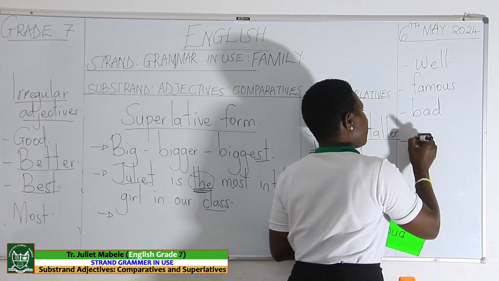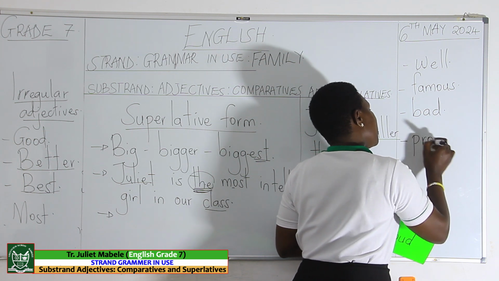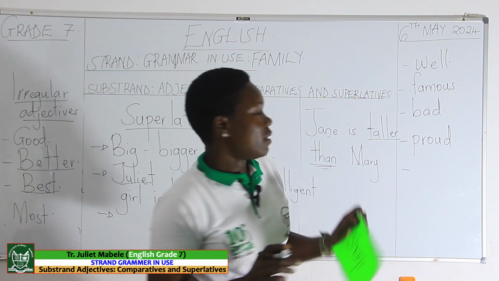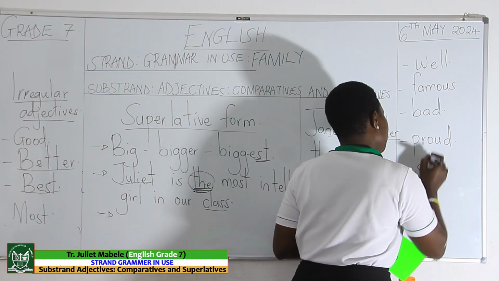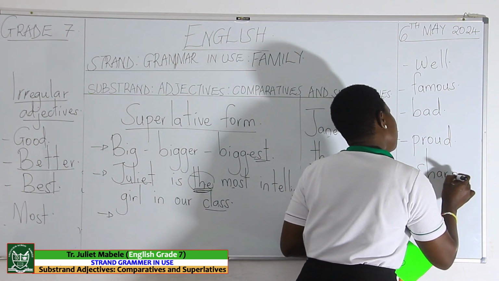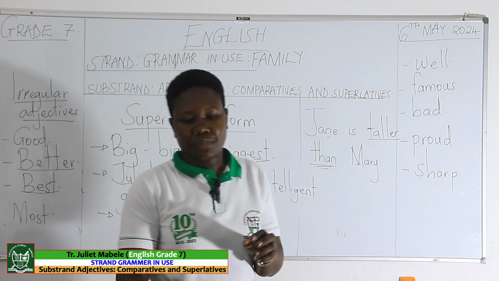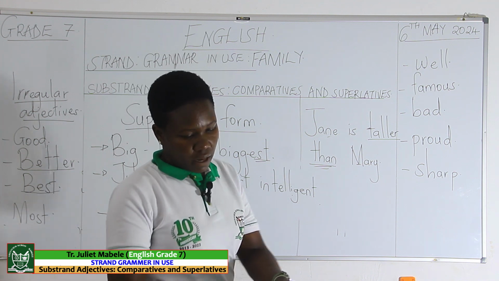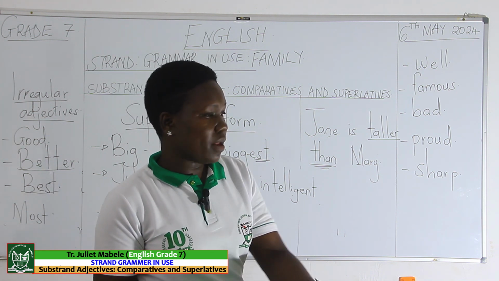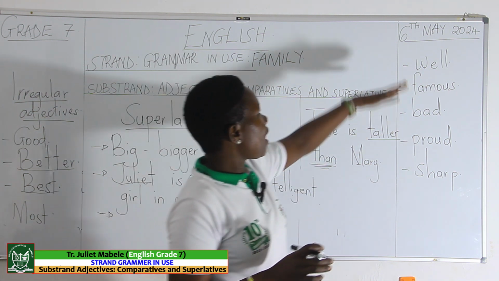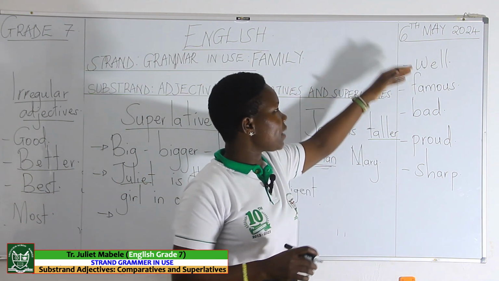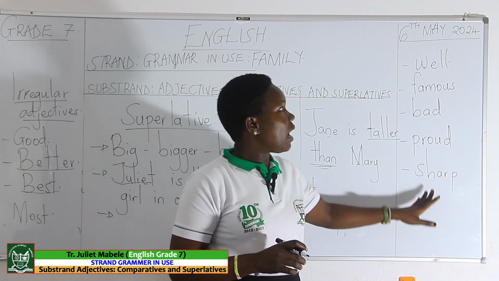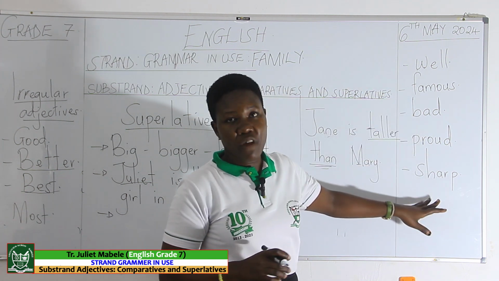The fourth one is proud. Then we have sharp. Let me remain with those ones for today. So we have the adjective well, we have famous, we have bad, proud, then we have sharp. How many are they? 1, 2, 3, 4, 5.